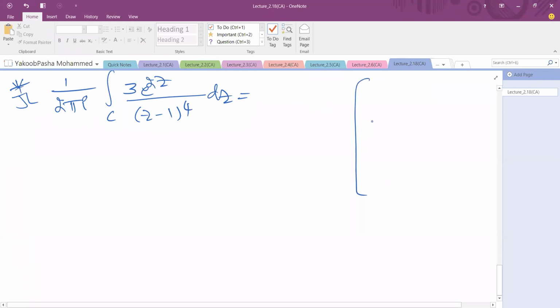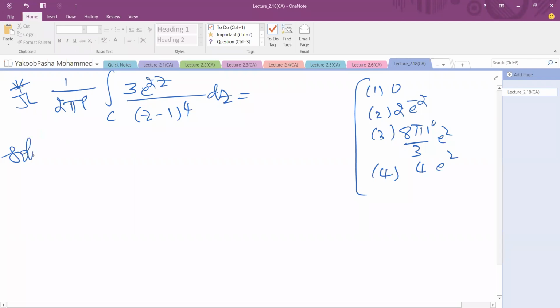Okay, I'm giving the options. First option is 0. Second option is 2 e to the power of minus 2. Third option is 8 pi i by 3 e to the power of 2, and the fourth option 4 e to the power of 2. Okay, so we can see the options clearly. We can see the solution.